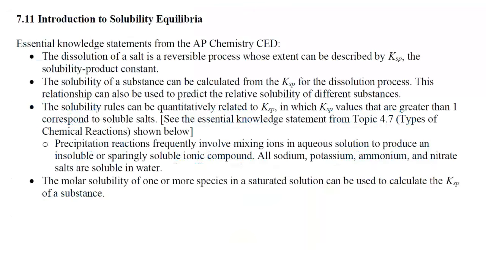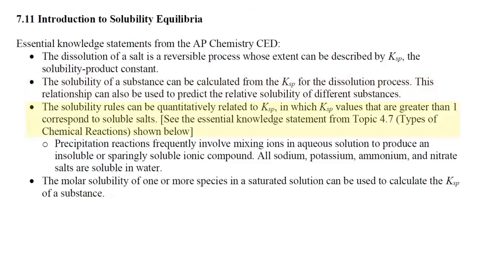Topic 7.11, Introduction to Solubility Equilibria. Here are some essential knowledge statements from the AP Chemistry course and exam description. The dissolution of a salt is a reversible process whose extent can be described by Ksp, the solubility product constant. The solubility of a substance can be calculated from the Ksp for the dissolution process. This relationship can also be used to predict the relative solubility of different substances.